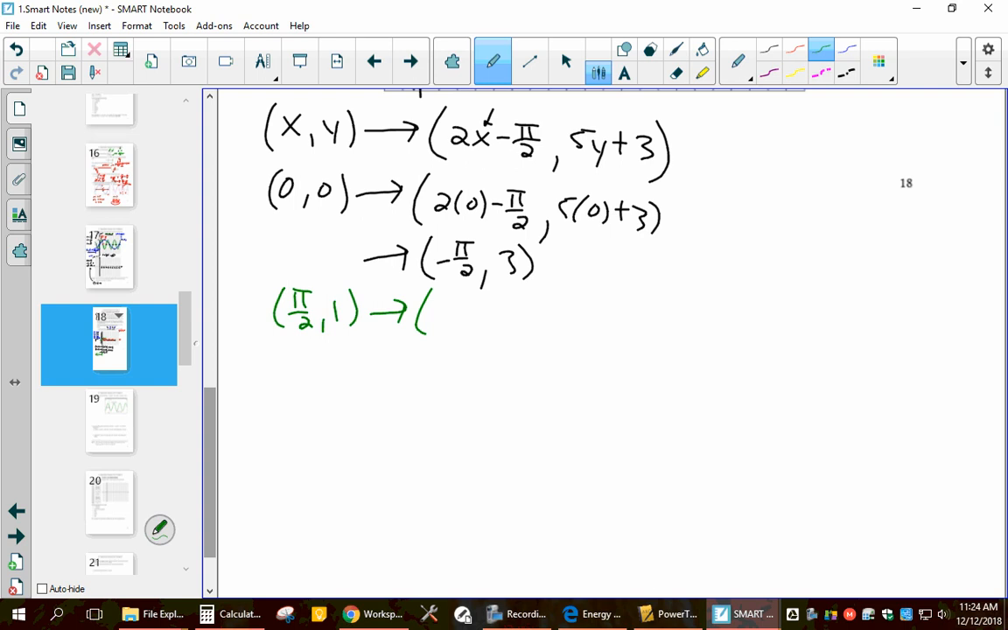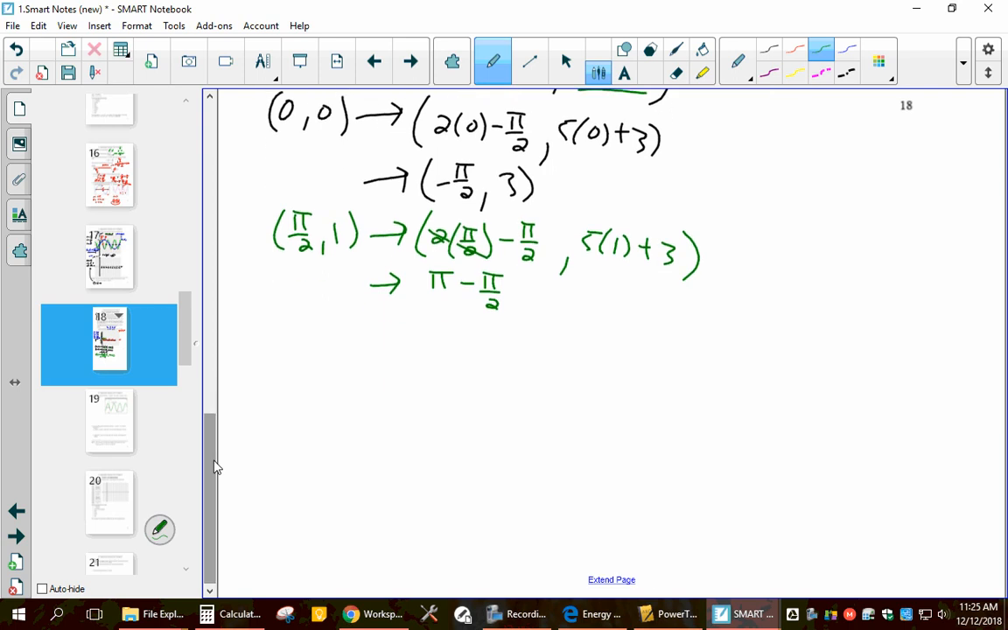Okay, so if I use my mapping notation from up there, that went to 2 times pi over 2 minus pi over 2. And then the y values would be 5 times 1 plus 3. Then we just got to clean this up a bit. The 2's cancel there, so I've got pi minus pi over 2.